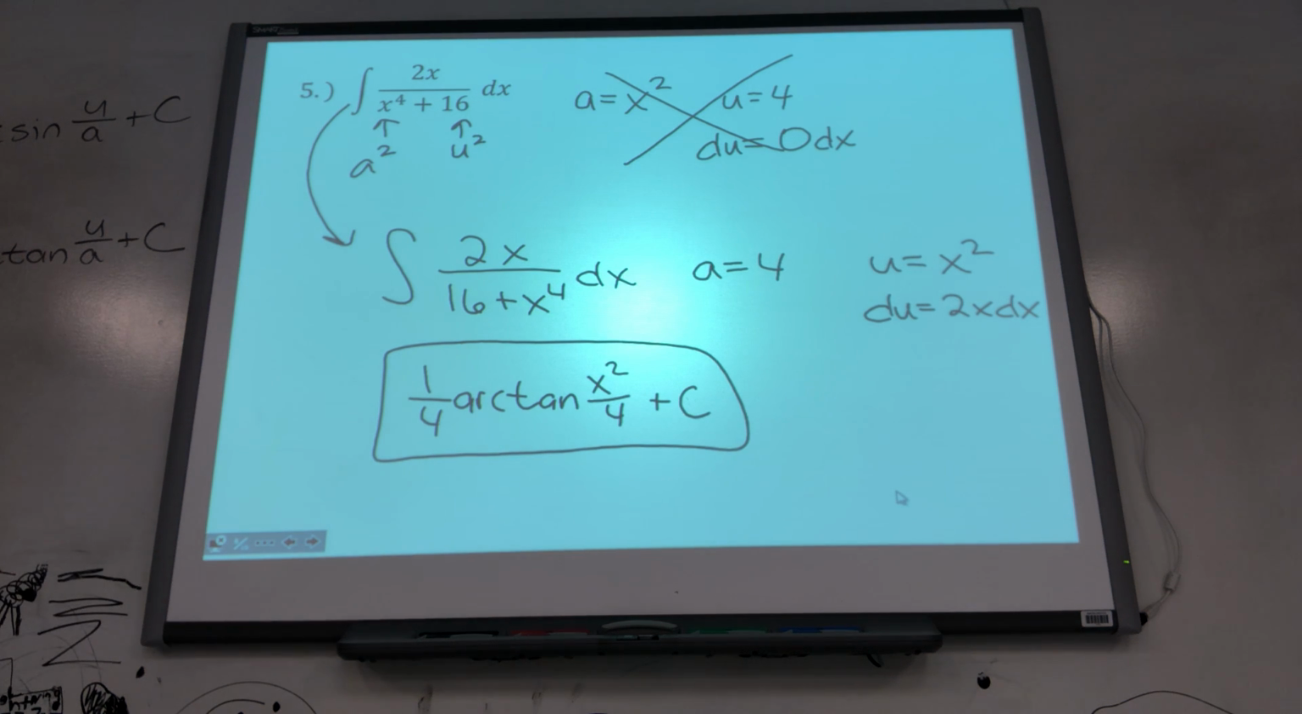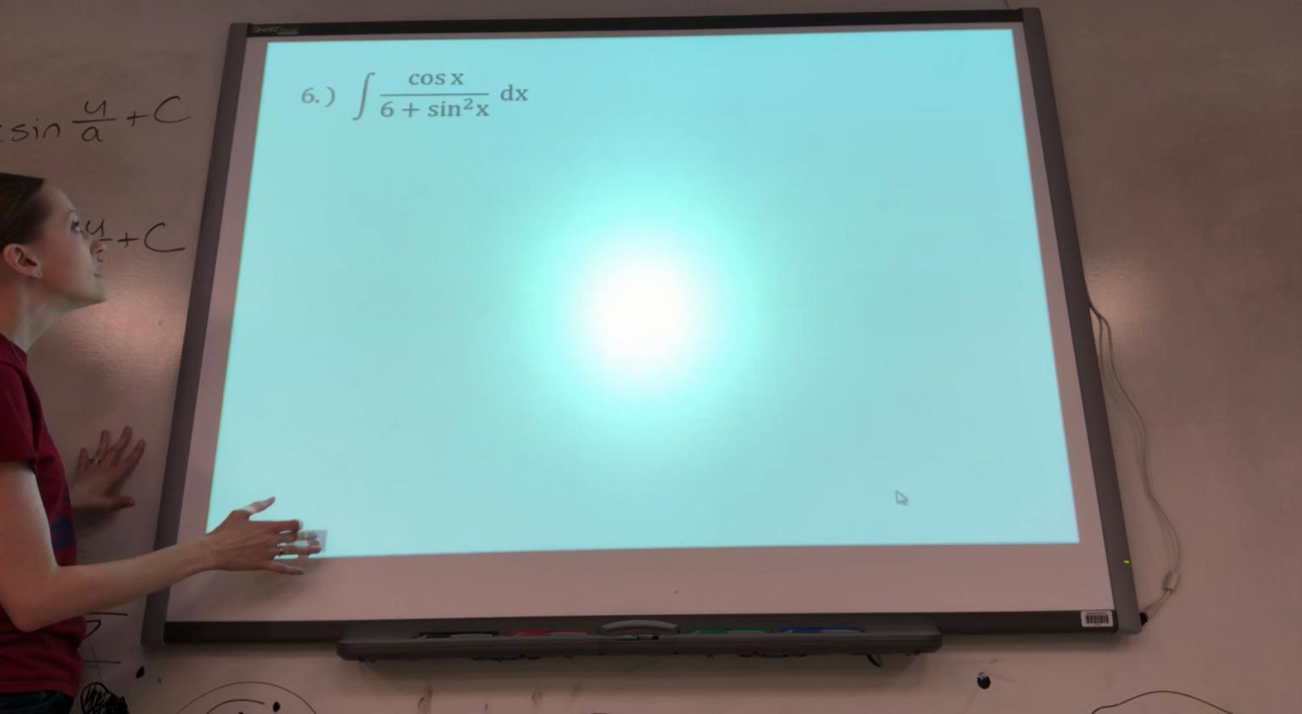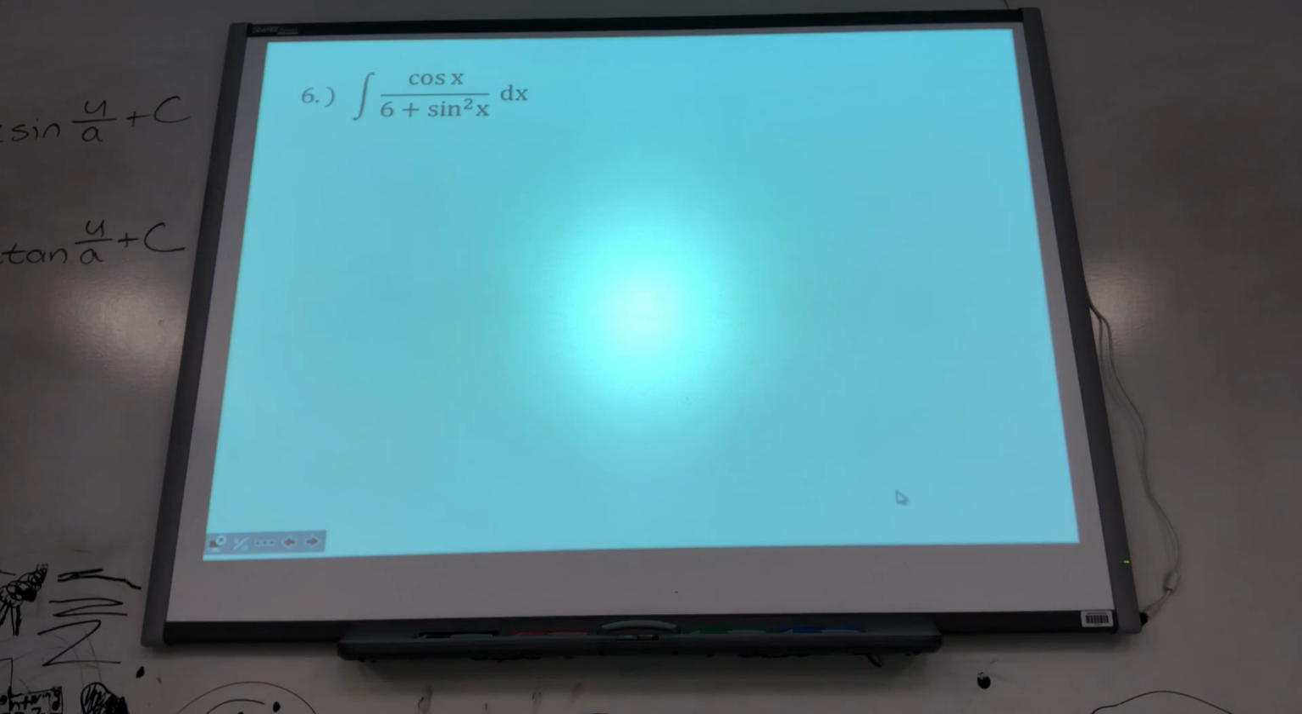Alrighty, any questions on number 5? Now, last one here. This is number 6. And it's the integral of cosine of x divided by 6 plus sine squared of x dx.